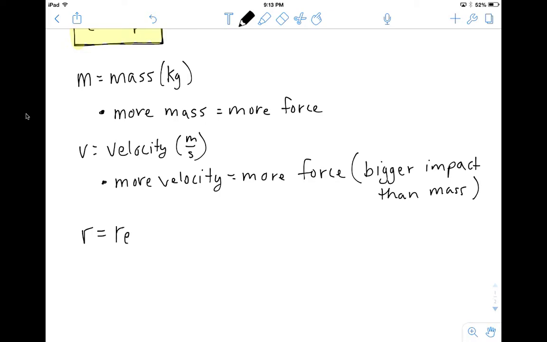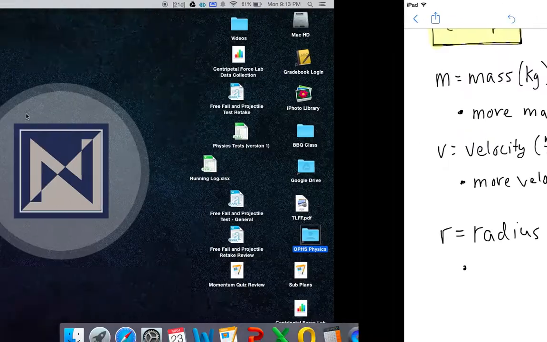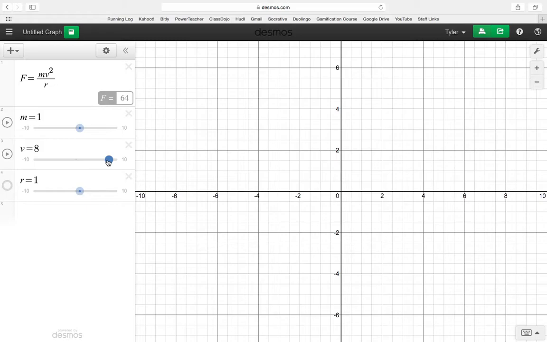R is for radius, and that's always going to be measured in meters. So let's see what happens now when I change the radius. Okay, so let's set this back to 1 so it's easy to deal with. All right, so now I'm going to change R and see what happens to the force. So when I change R from 1 to 2, not 2.1, 2, look what happened. The force actually got smaller. It went from 1 to 0.5. What if I change it to 3? Now it goes down even smaller to 0.3.